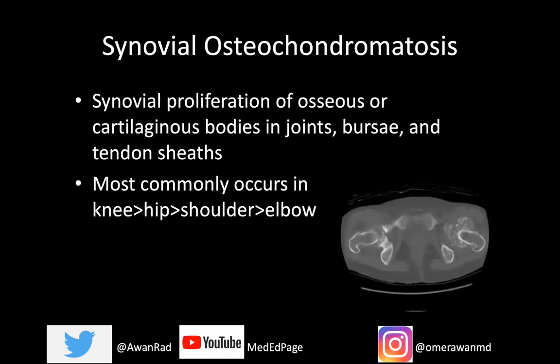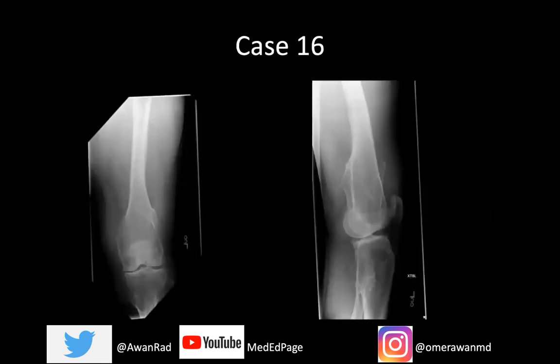This is a synovial metaplasia or proliferation of cartilaginous, osseous cartilaginous bodies. They can happen in joints, bursa, tendon sheaths. Most commonly occurs in the knee, and the hip would be the second most common place to get synovial osteochondromatosis. Case 16, we have a frontal and lateral view of the knee showing interesting findings.